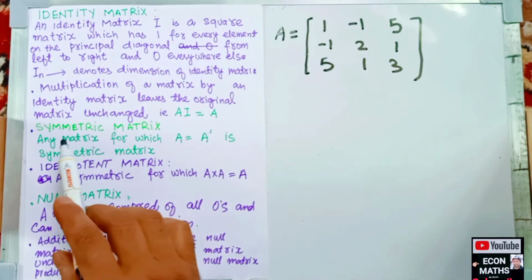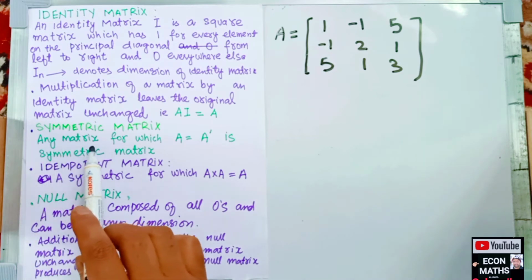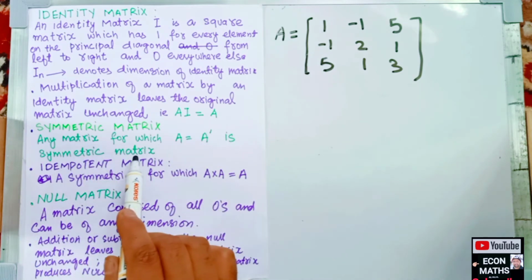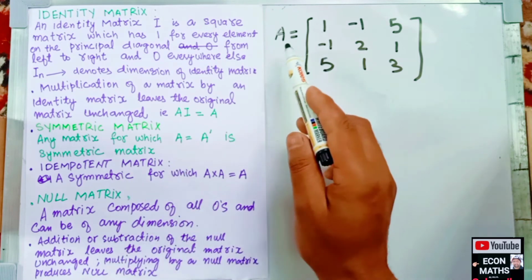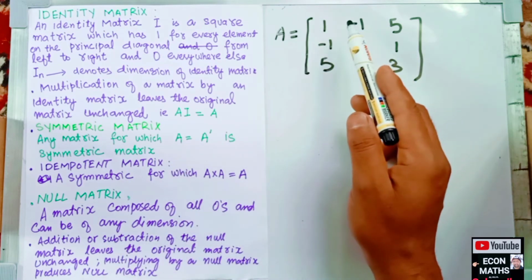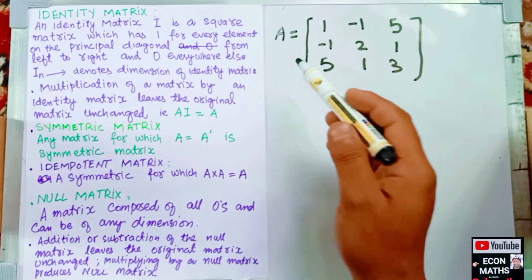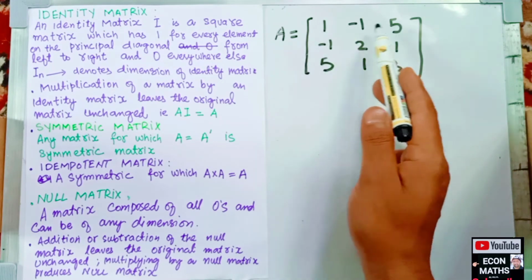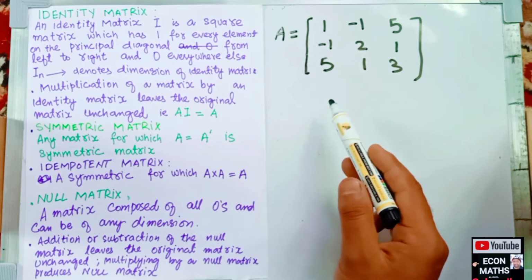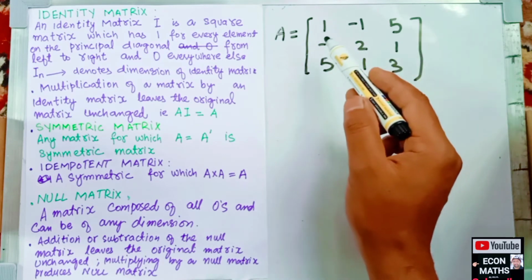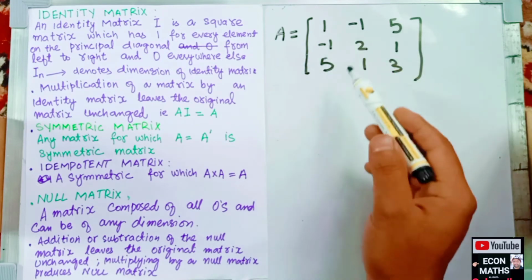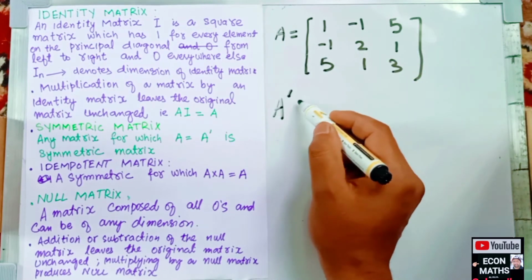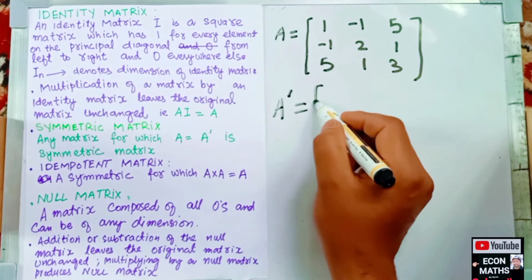Now we have the symmetric matrix. Any matrix for which A is equal to A transpose is a symmetric matrix. That is, if I have this matrix A and I transpose it, transpose means interchanging the rows with the columns. If it is a row, we change it to a column. Let us say A dash means the transpose of this matrix.